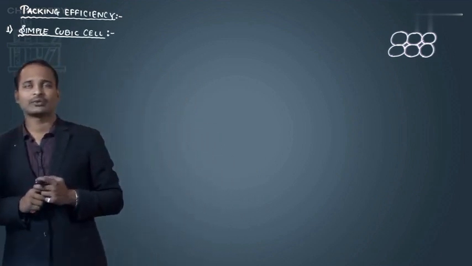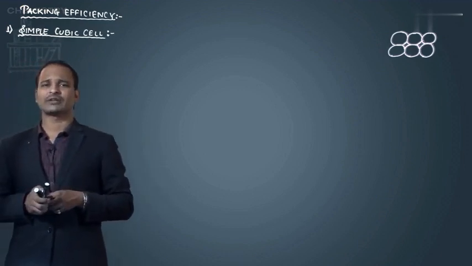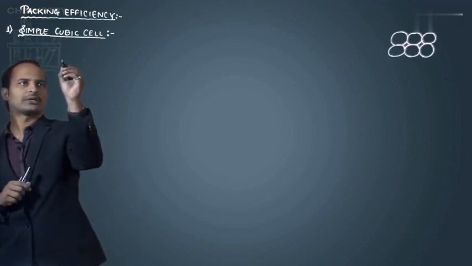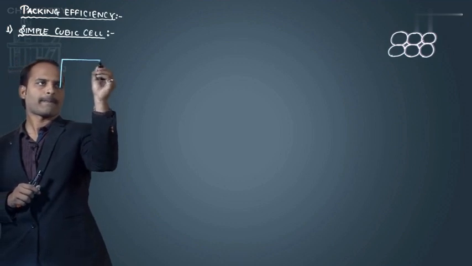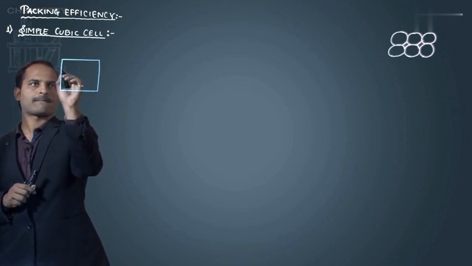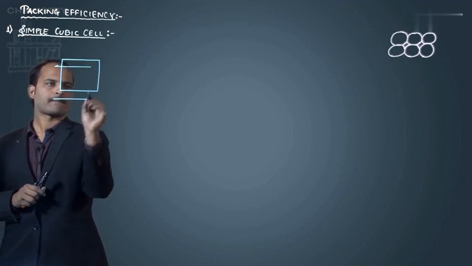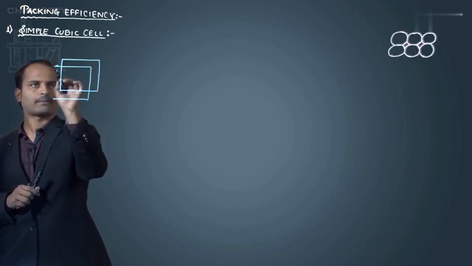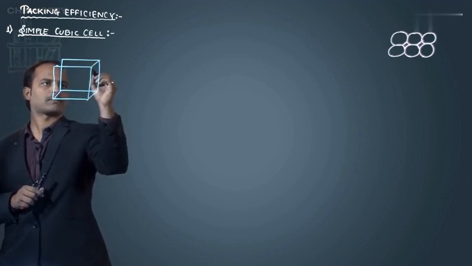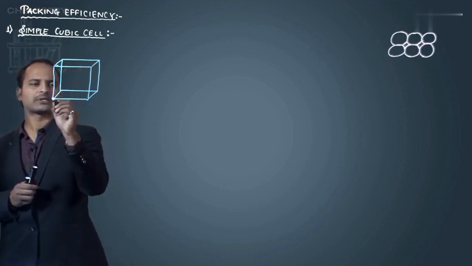So now let us see how to calculate the packing efficiency. I am talking about the simple cubic cell, which is the one where the particles are present on the corners only. So let's draw a simple cubic cell. Here we have the simple cubic cell where the particles are present on the corners.